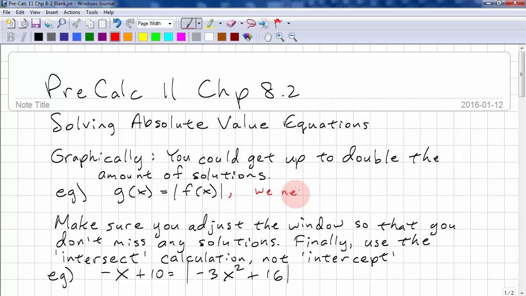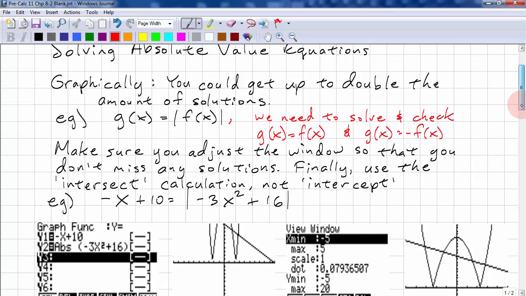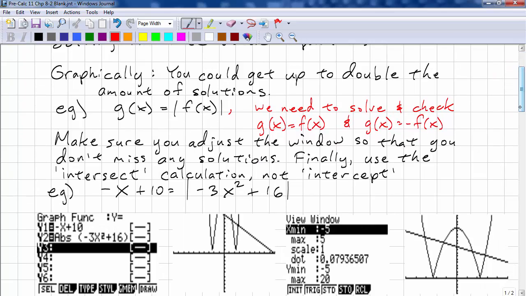We need to solve and check g of x equals f of x and g of x equals minus f of x. So make sure to adjust your window so that you don't miss any solutions. And remember to use intersect on the calculator, not intercept.